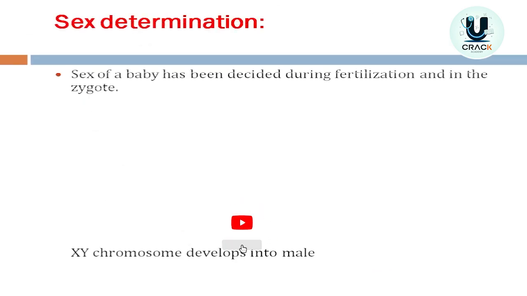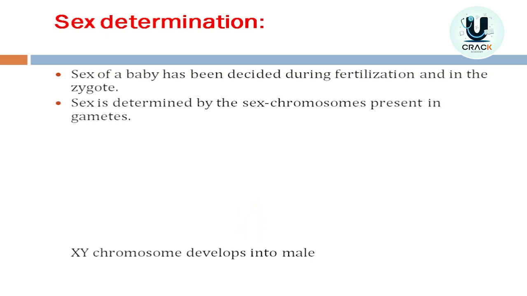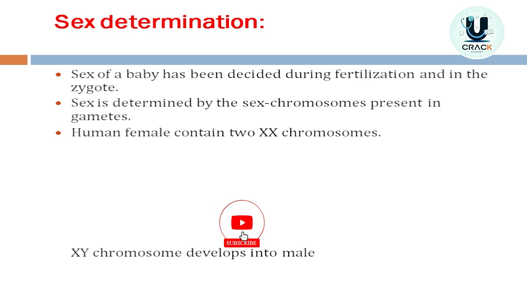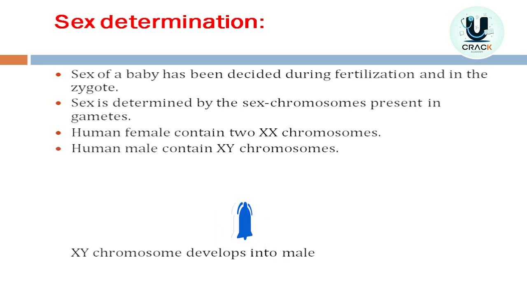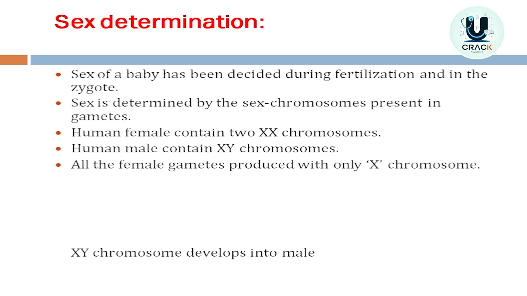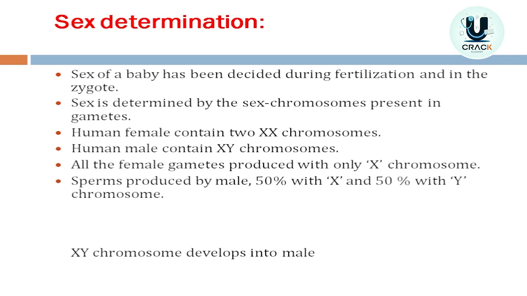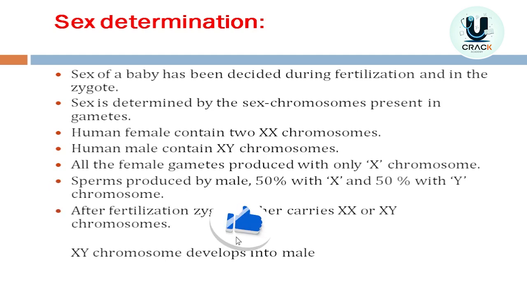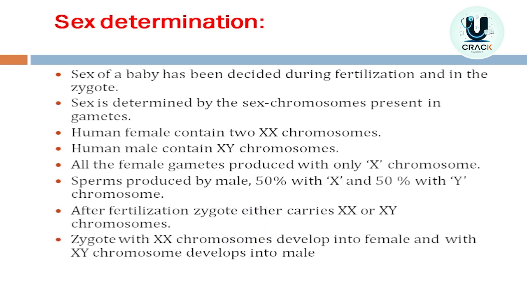Sex determination. The sex of a baby is decided during fertilization, in the zygote. Sex is determined by the sex chromosomes present in the gametes. The female contains double X chromosomes. The male contains XY chromosomes. All the female gametes are produced with only X. Sperm produced by the male are 50% X and 50% Y. After fertilization, the zygote carries double X or XY chromosomes. A zygote with XX develops into a female, and with XY develops into a male.